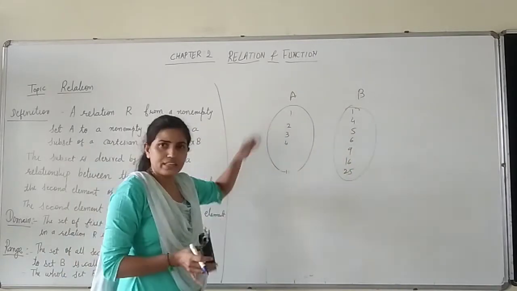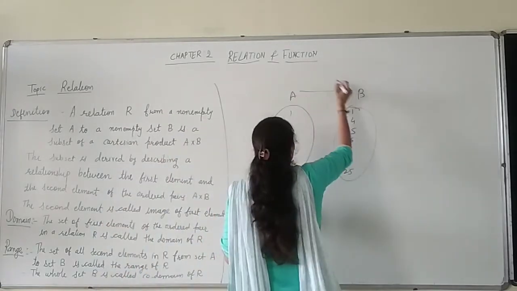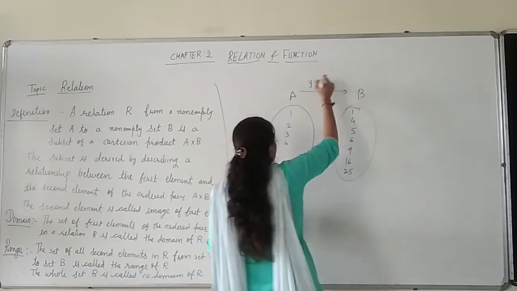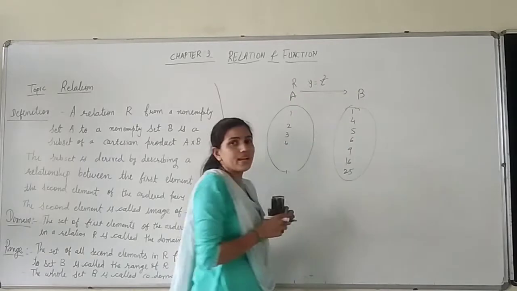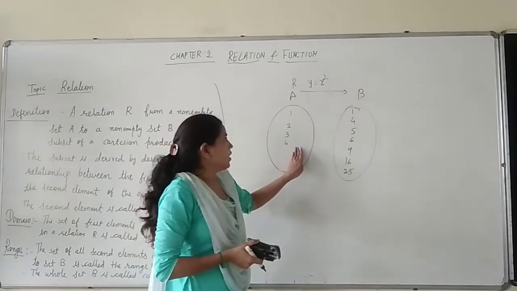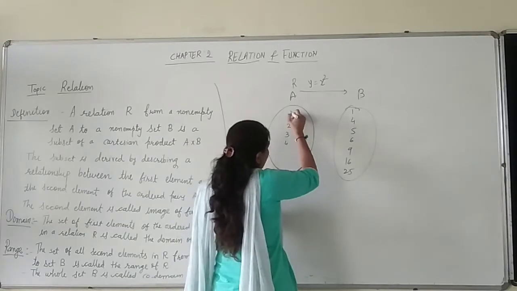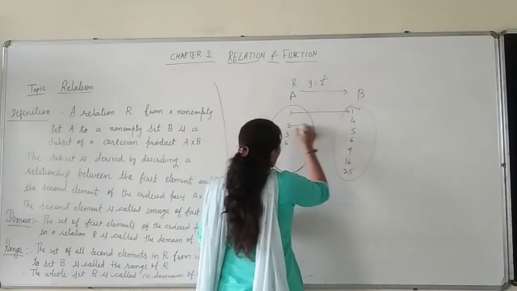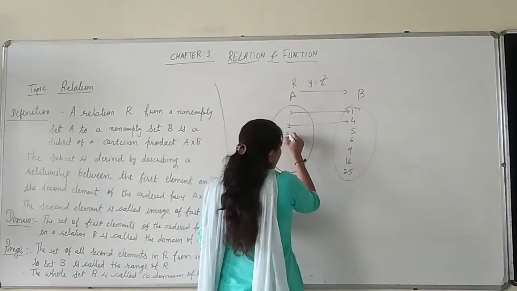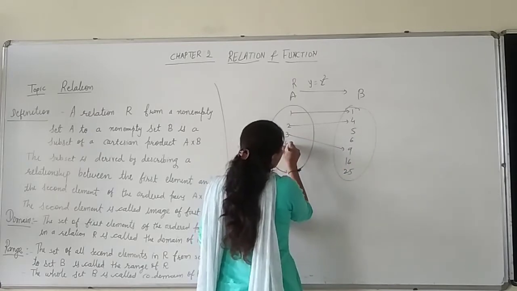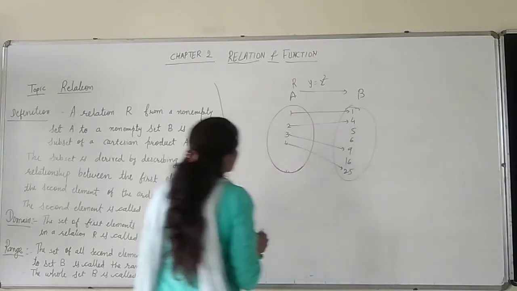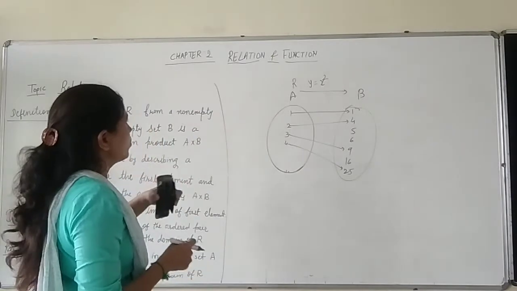So here again the same relation, that y is equal to x square. This is our relation, y is equal to x square. Now in this case, you can say 1 is assigned to 1, 2 is assigned to 4, 3 is assigned to 9, then 4 is assigned to 4 square, which is 16.